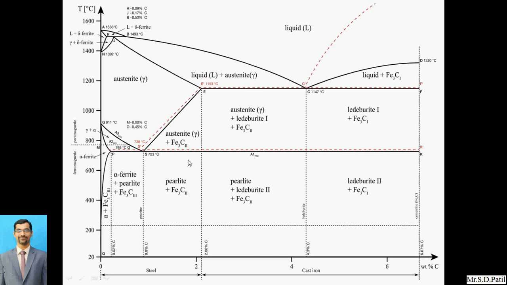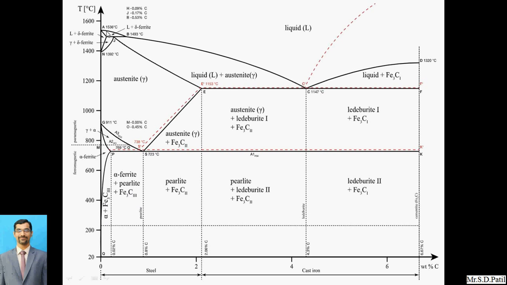Now here, first of all, we will discuss some of the contents. Many things have been written in this Fe-Fe3C diagram. Here you can observe that in this particular curve it has been written alpha ferrite, and in this particular line it has been written alpha plus Fe3C. Fe3C means carbide, oh sorry, cementite. So this will be a cementite phase.